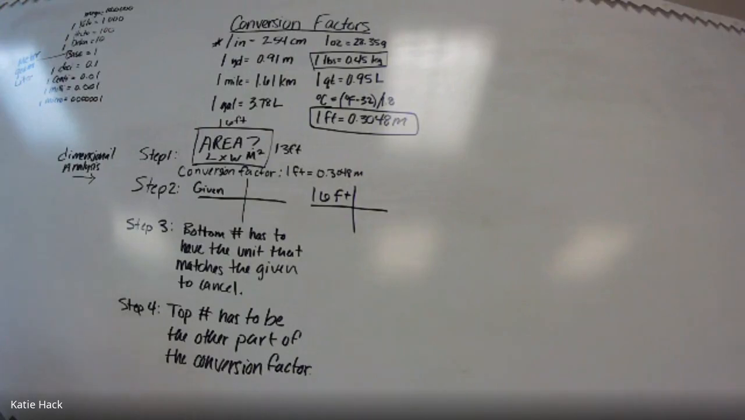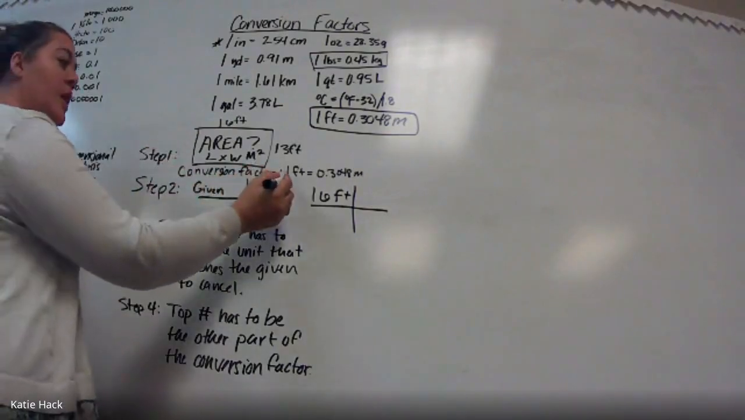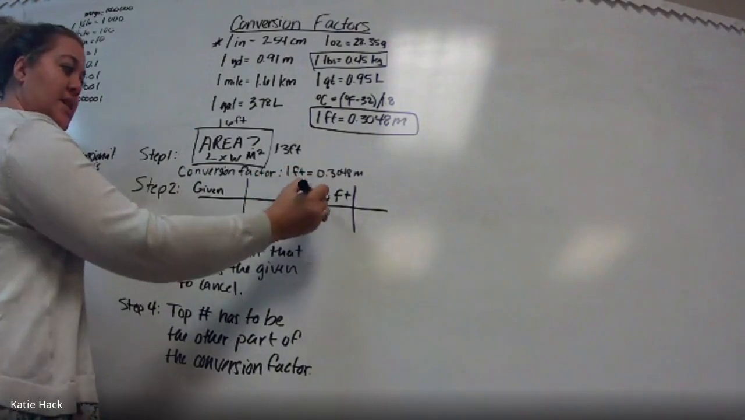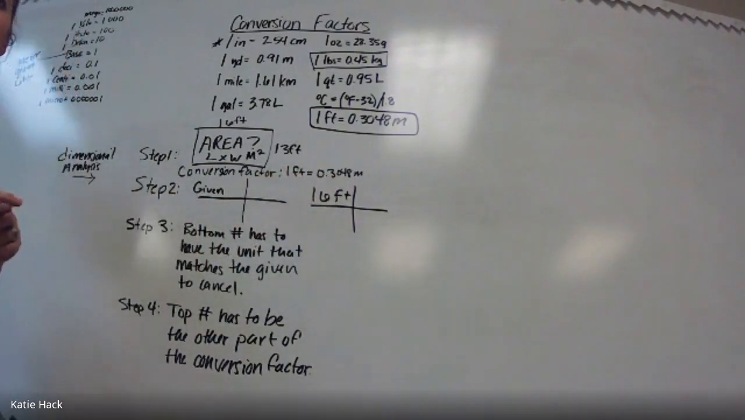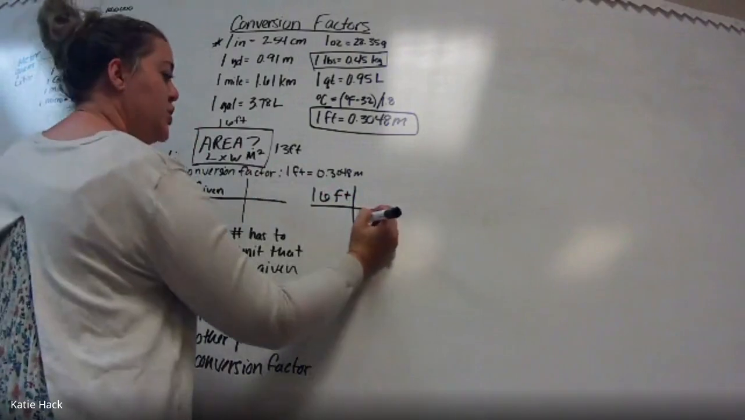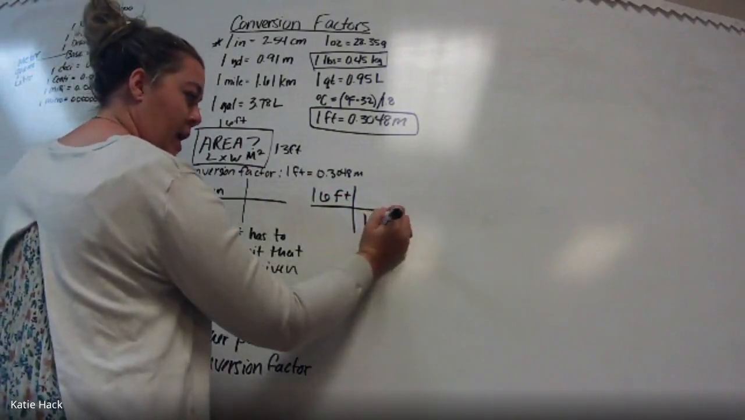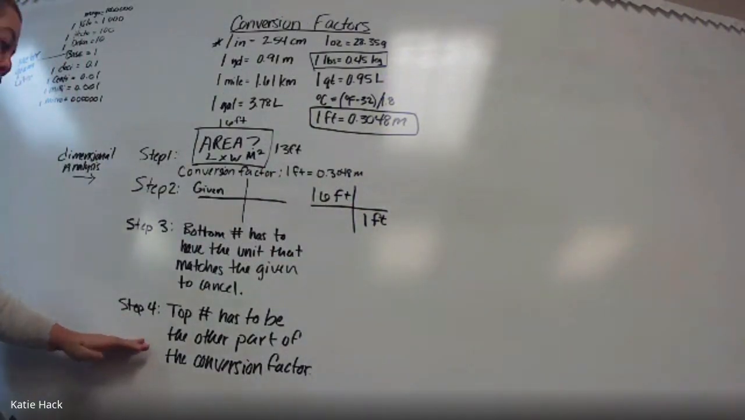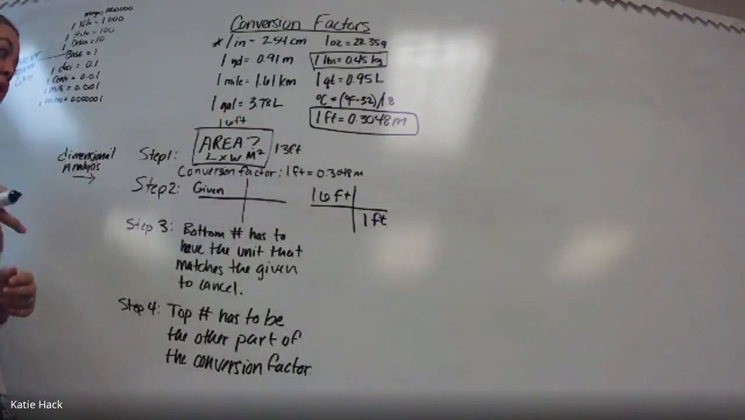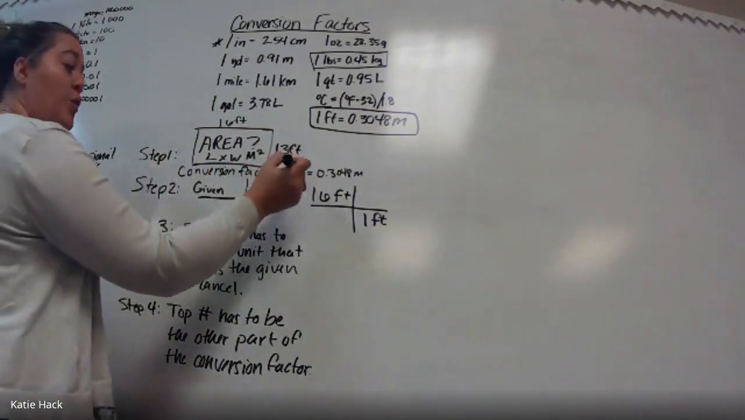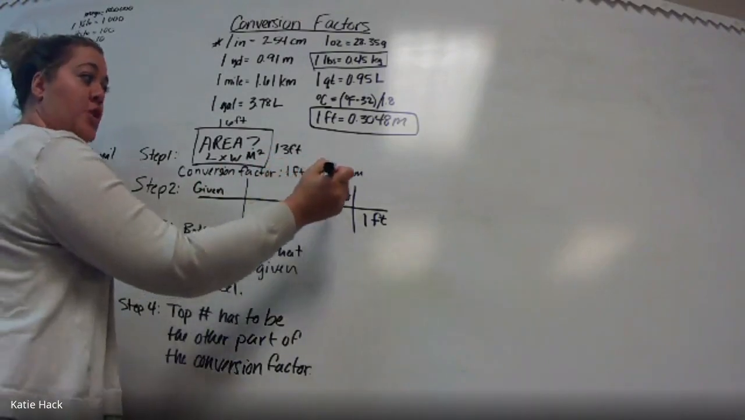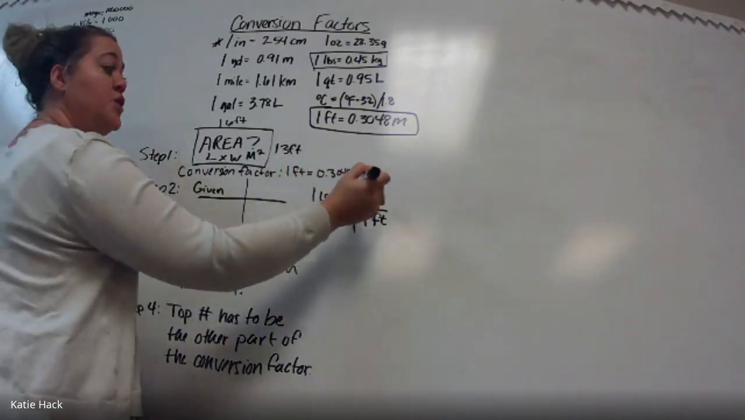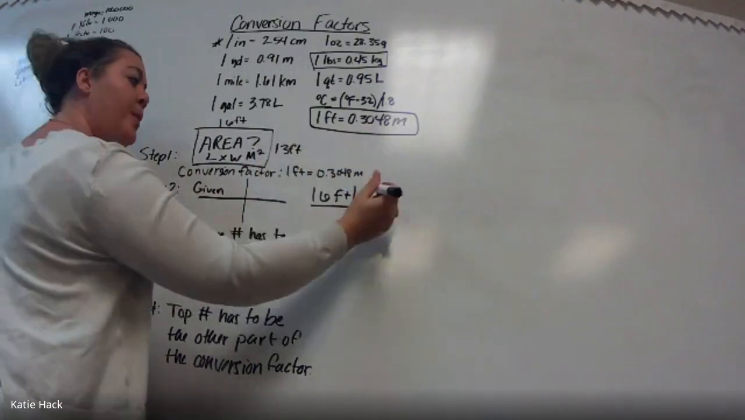I keep saying number. Which unit matches? Which number has the matching unit to 16 feet? 1 foot, correct. So the bottom number has to have the matching unit as the given. Now the top number has to be the other part of the conversion factor. So this was one part of the conversion factor. This is the other. So the top number is the other part.